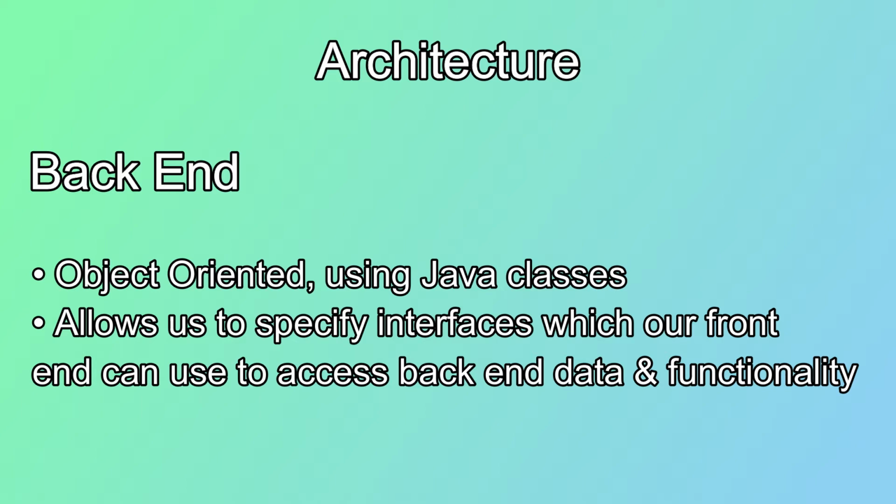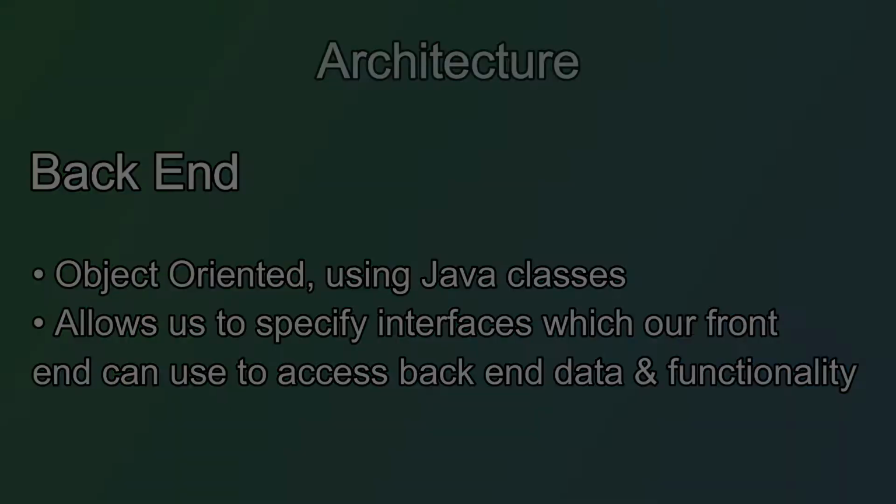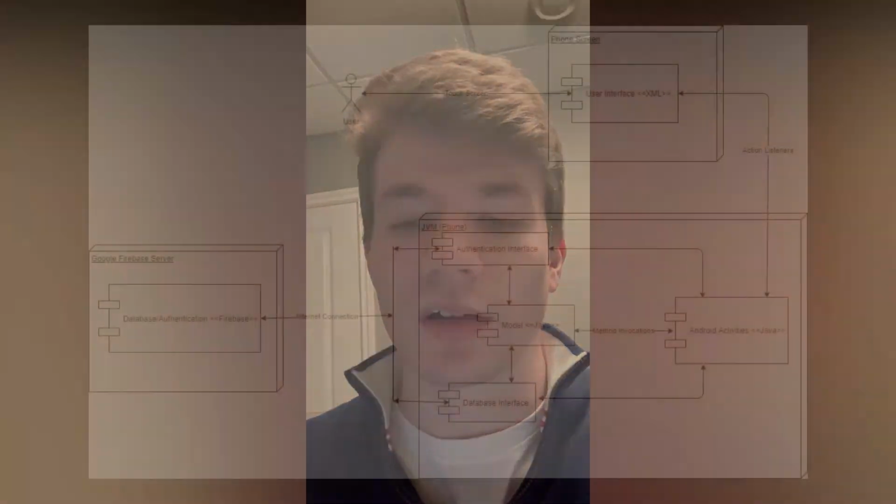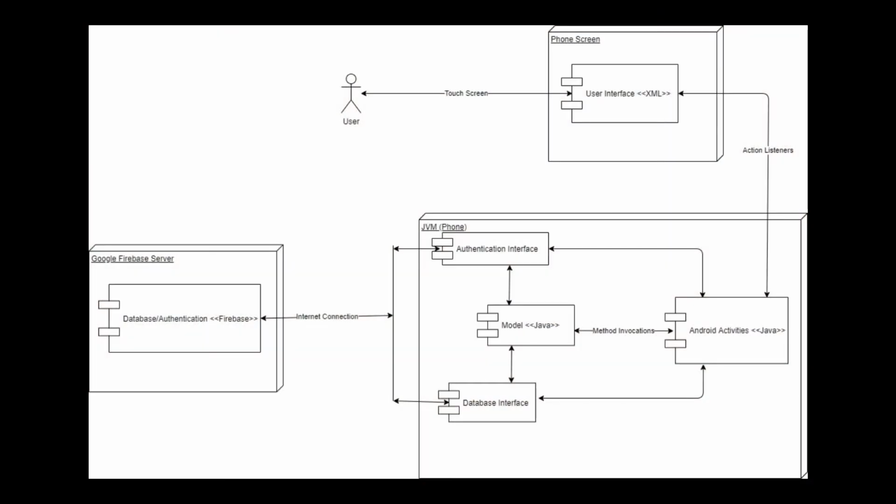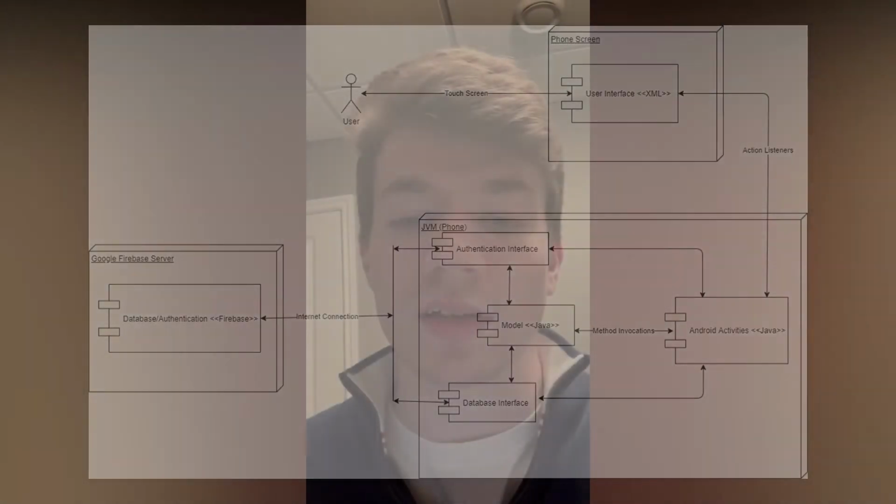This object-oriented approach allows us to specify various interfaces that can be used by our front end to easily interact with our back end. Here's a component diagram of our architecture. This diagram shows how the various components of our project interact. User interaction first begins at the user interface. This interface is in XML. Android activities written in Java and running on the user's Android JVM, then listen for user interactions like button clicks.